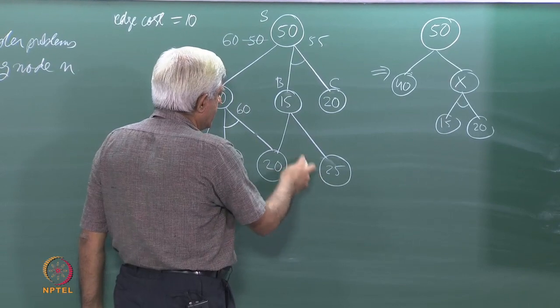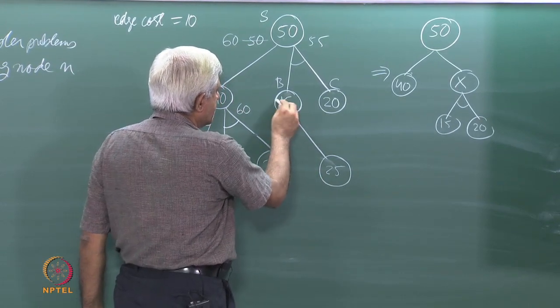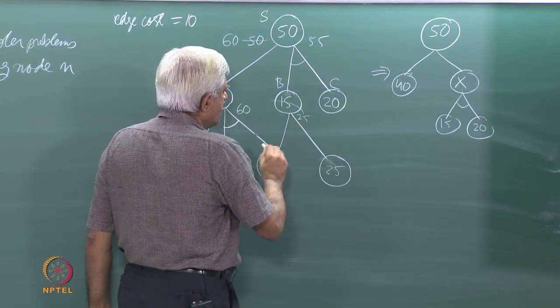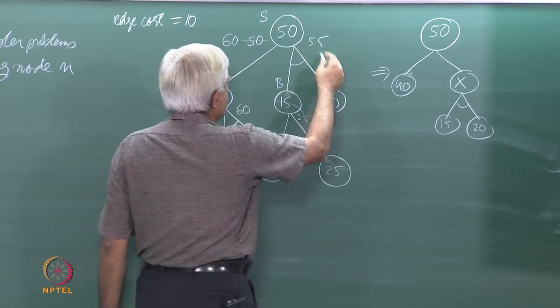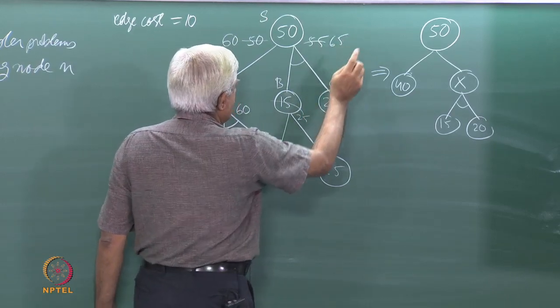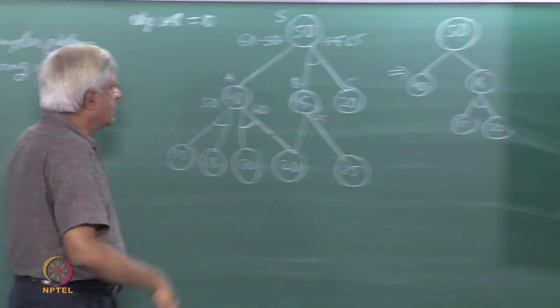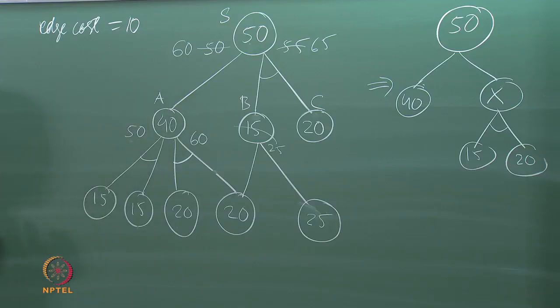So, this is 20, this is 25, this is an OR node. So, I have to revise this cost to 25 now, which means I have to revise this cost to 65, and then again my attention must shift this side essentially.